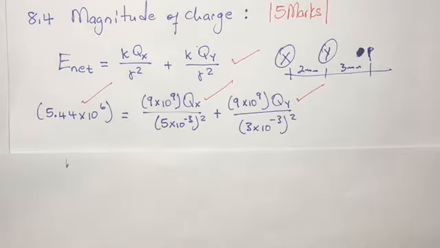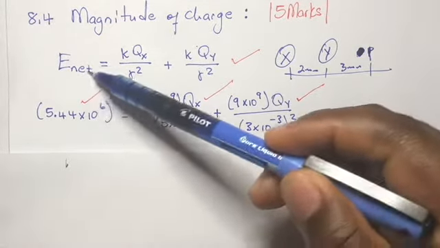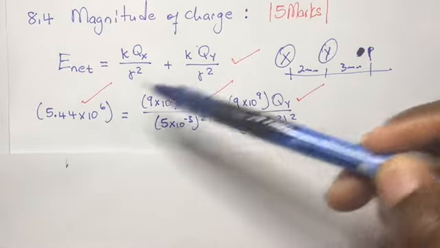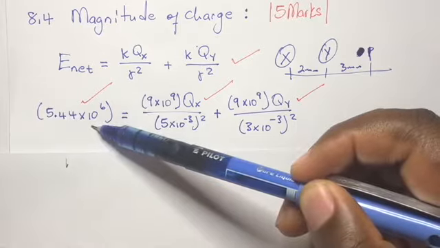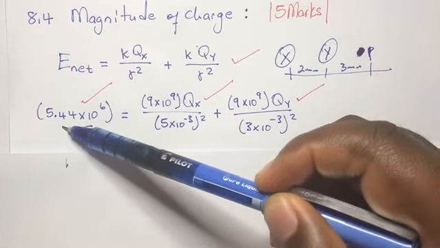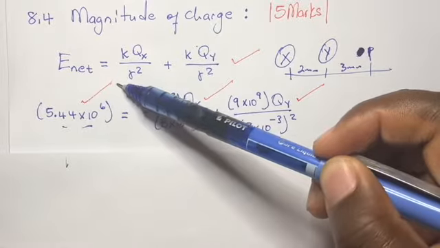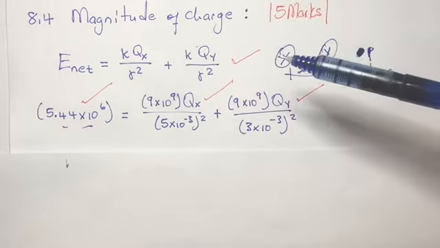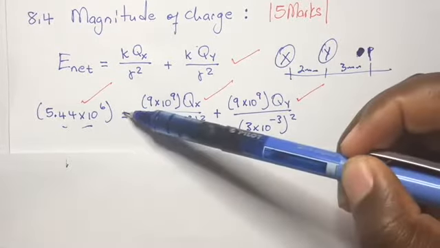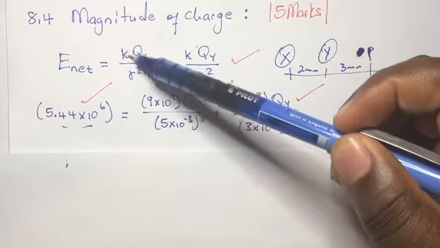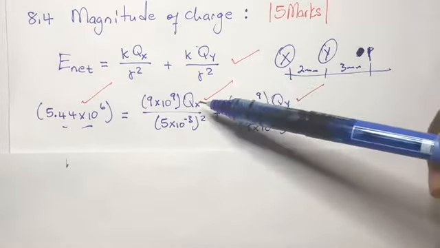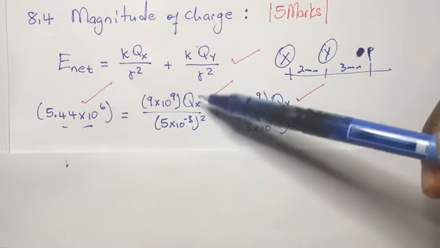Okay, on your next step, what you do is just substitute. We already know the electric net is equal to 5.44 by 10 to the power 6. It's given. So by just substituting this value into the formula, you score a mark. And by the way, you already scored a mark by just writing down the correct formula. So this is equal to K. It's a constant. It's always 9 by 10 to the power 9. It's always given to you as part of the formula sheet.